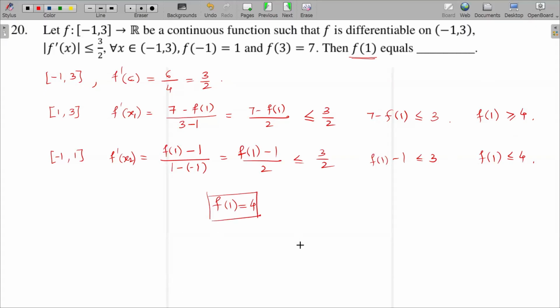Okay, so this is a nice idea. I hope it's clear to all. Yes. Because we don't know f of 1 actually. It's interesting. Of course, there are other ways. I think this time in JAM it will come, because they are using LMVT several times in a question. Something like this may come.